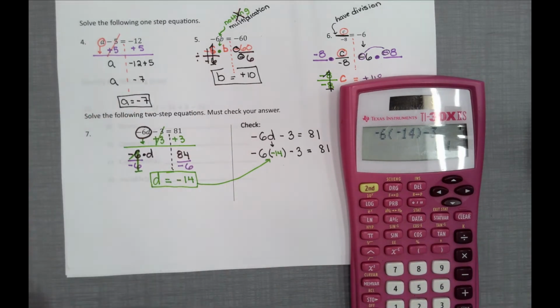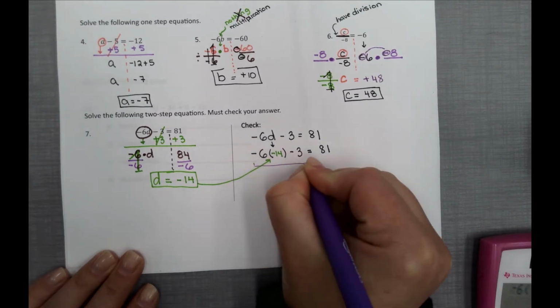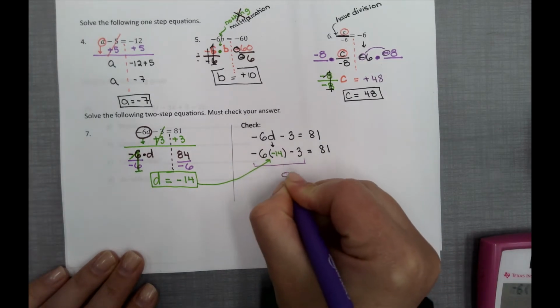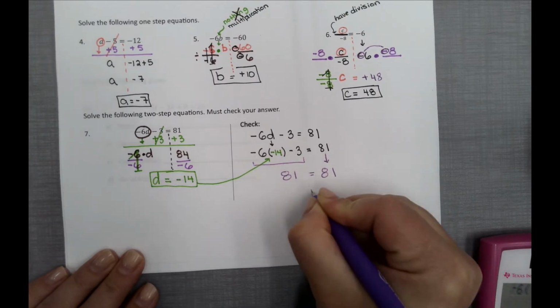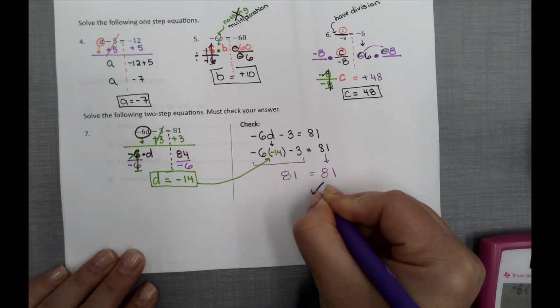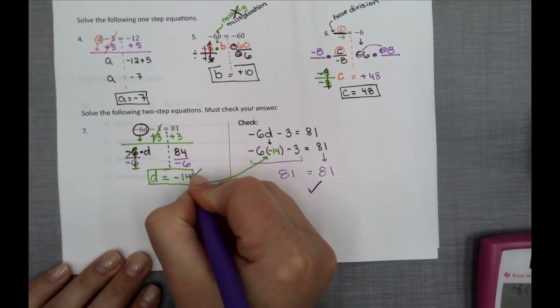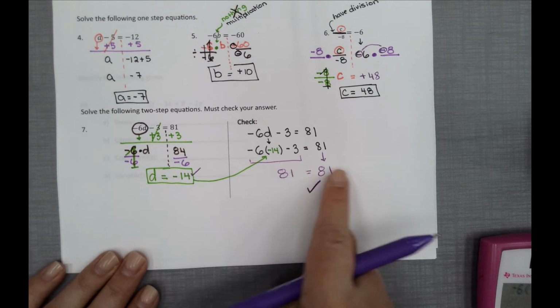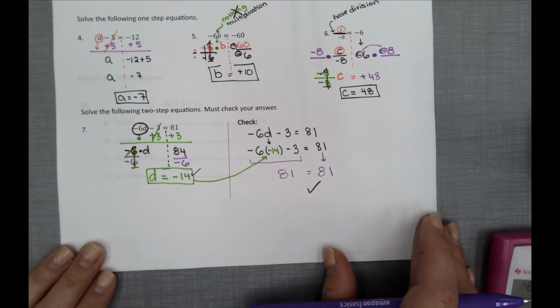Now, what we're trying to do is make sure that we have a balance, that this side does in fact equal the other side. If that happens, that means I have checked my answer, and yes, my answer is good. Now, if this does not equal the same number on the left hand and the right hand side, that means something went wrong.